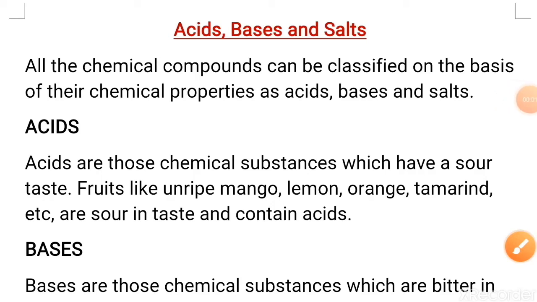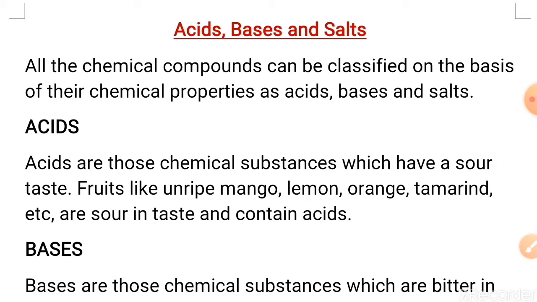Students, we are starting chapter 2 of chemistry, which is acids, bases and salts. All the chemical compounds in our surrounding can be classified on the basis of their chemical properties as acids, bases and salts. Let's start from the very basic.